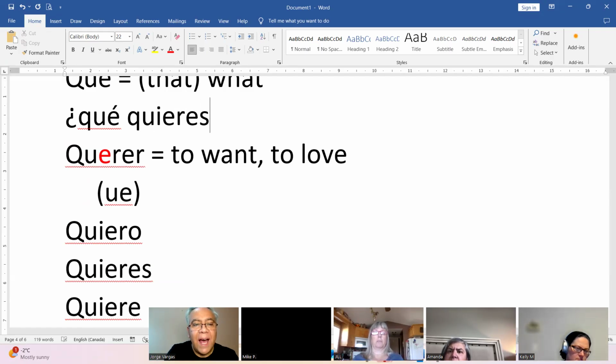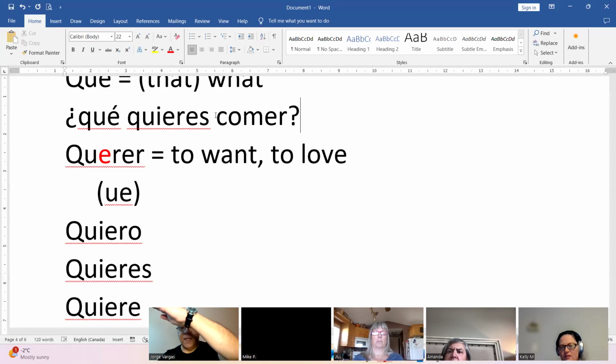¿Qué quieres? And then comer, second verb, non-conjugated. And you want to say, what do you want to eat? Comer. Perfecto. Could you please put it together as a typical question that you might use in your conversations in the future? ¿Qué quieres comer? Rising intonation. Count to 3. ¿Qué quieres comer?